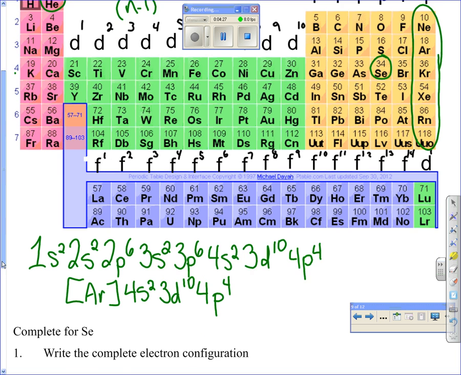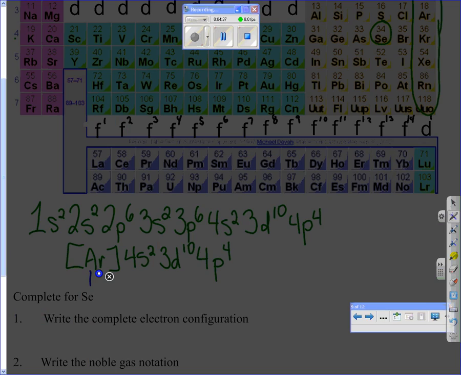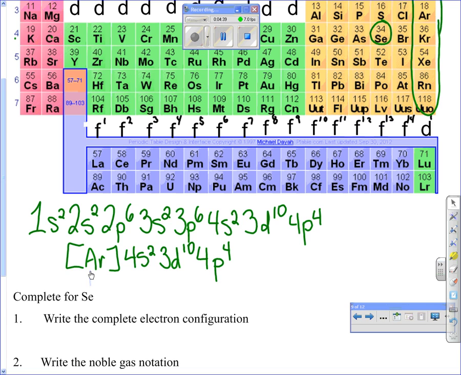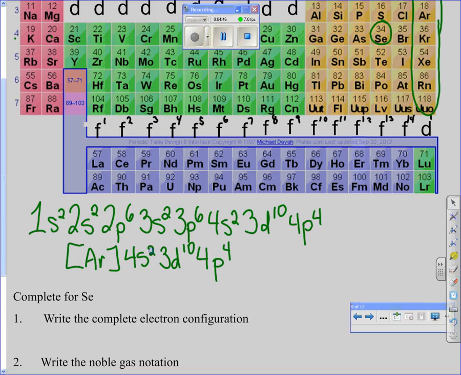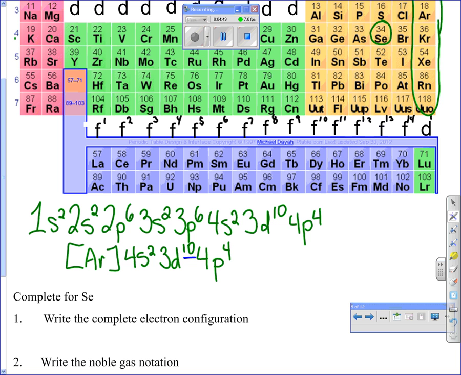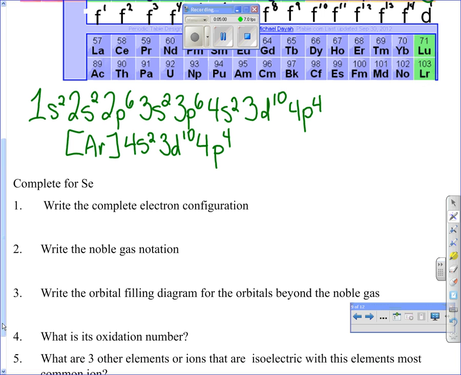Now we're going to do the same thing again. We're going to make sure it adds up to 34. I know that argon is 18, so it has 18 electrons. Then I'm going to add 18 plus 2, which is 20, plus 10, which is 30, plus 4, which is 34. So I know I'm good. It's kind of playing on the words, that discount double check, making sure that your electrons add up to the proper numbers.